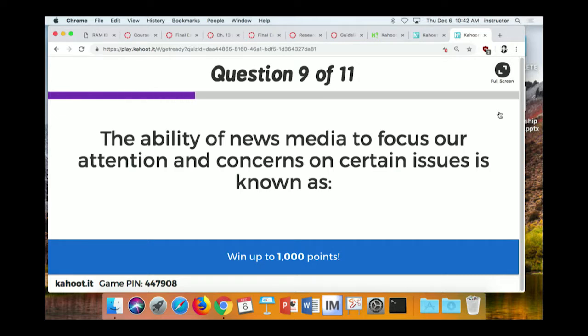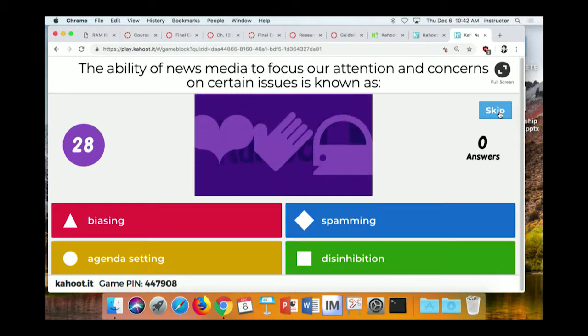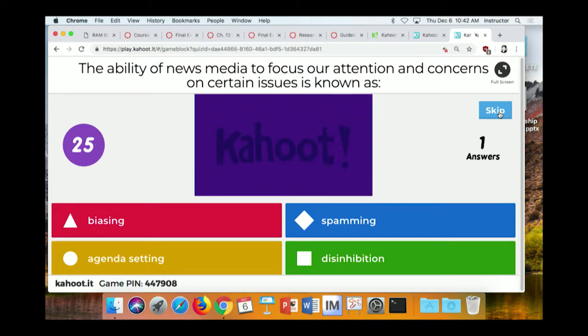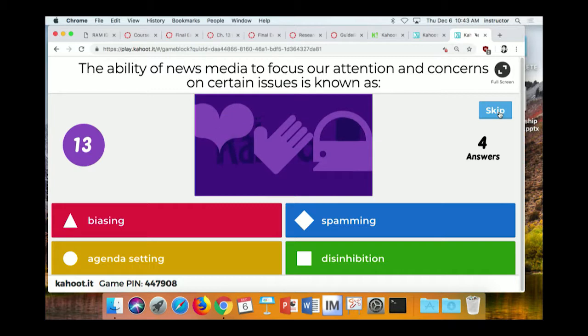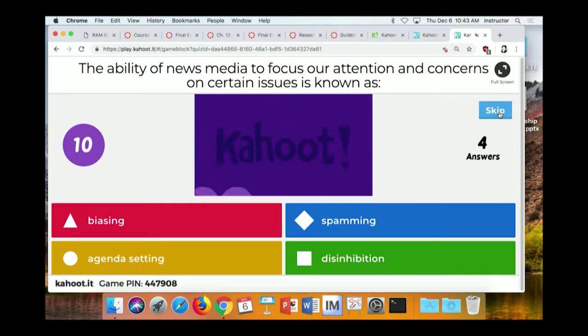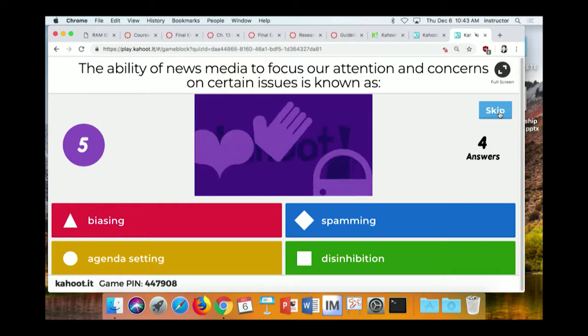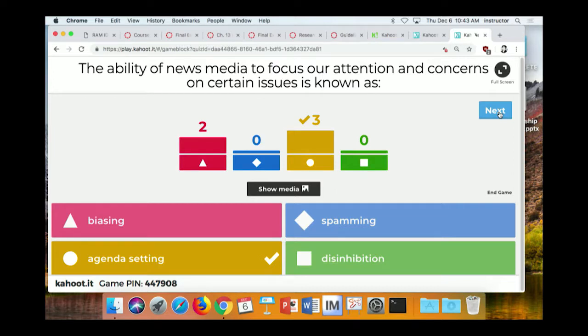The ability of news media to focus our attention and concern on certain issues is known as biasing, agenda setting, spamming, or disinhibition. So there is only one of those concepts that we have discussed today. So that should help. Okay, majority got it. The answer is agenda setting. So we didn't talk about bias today, so try to stick to the stuff that we've actually been studying here.